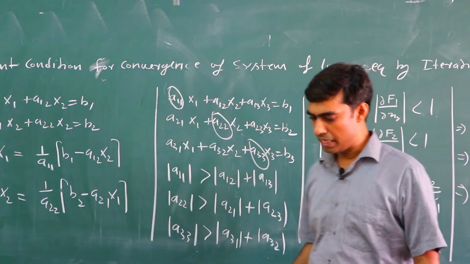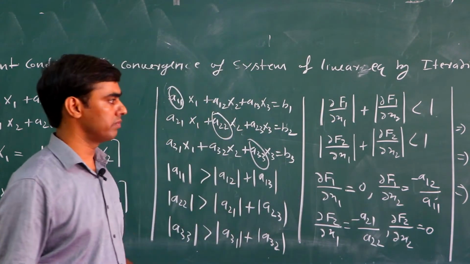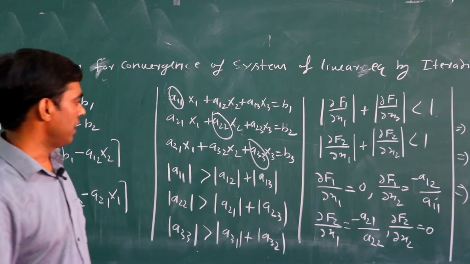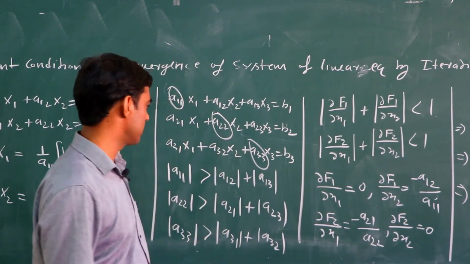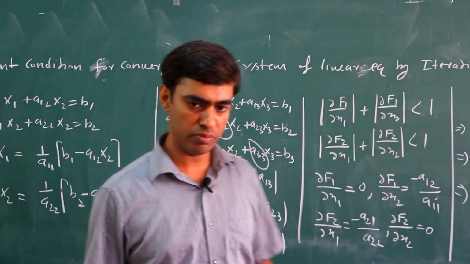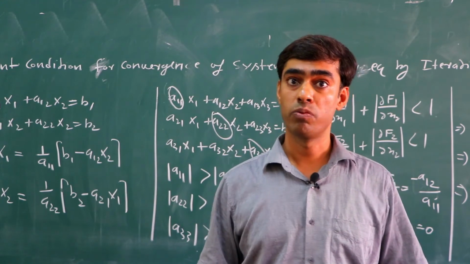Similarly, if there are n values, then we are able to find this result for the n values. So this one is called diagonally dominant. This one is a sufficient condition. This one is not a necessary condition. What is the meaning of this?